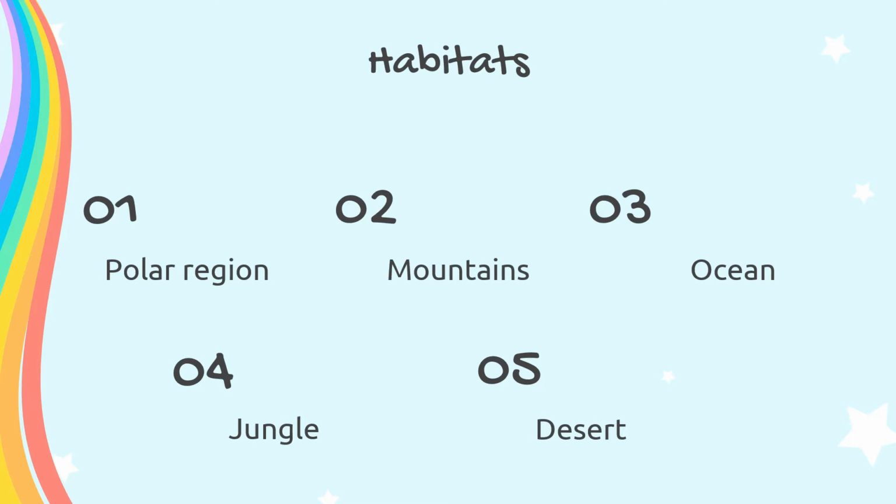There are 5 habitats that we will be looking at. Number 1, it's the polar region. Number 2, mountains. Number 3, ocean. Number 4, jungle. And number 5, desert.